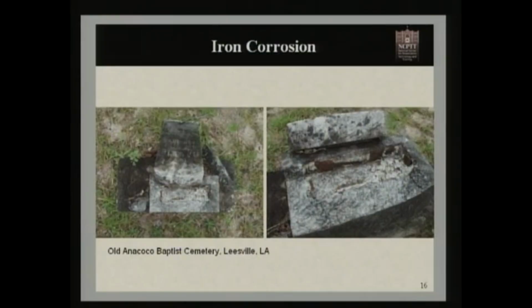Another aspect that we talk about in cemeteries is that of metal corrosion associated with grave markers. We see that iron corrosion in particular can cause a problem. When metals get wet and dry out and wet and dry out, they result in corrosion products. The corrosion products are bigger than the metal itself. They take up more space and room. As the metal corrodes, it pushes against the stone.